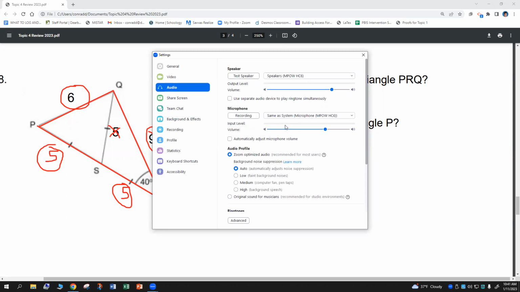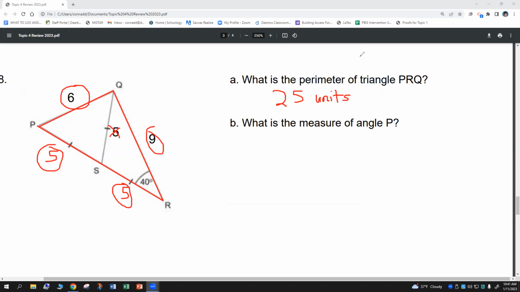Test, Mike. That works fine. Oh, it's still recording. That's fine.